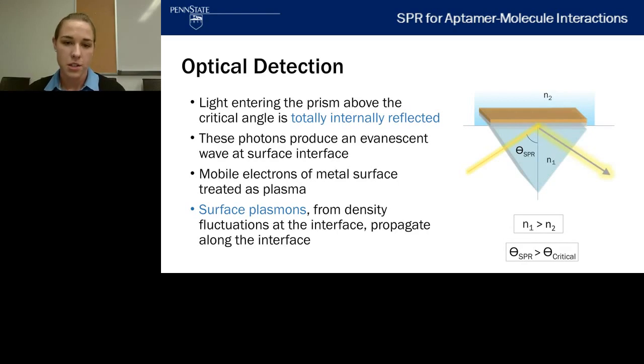Under these conditions, when light enters the prism above the critical angle, it can be totally internally reflected. And this reflection and the photons that are involved in this produce an evanescent wave at the interface that decays as it goes away from the interface. About 300 nanometers is as far as it extends. When mobile electrons in this thin gold layer at the interface are moving, we can think of that more like a plasma surface since they're mobile. And surface plasmons from the density fluctuations at this interface can propagate along the surface.